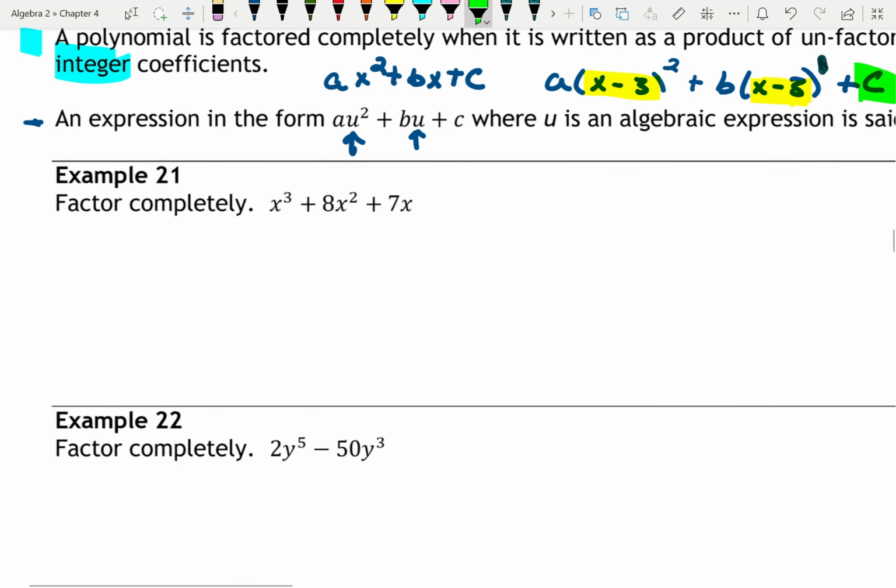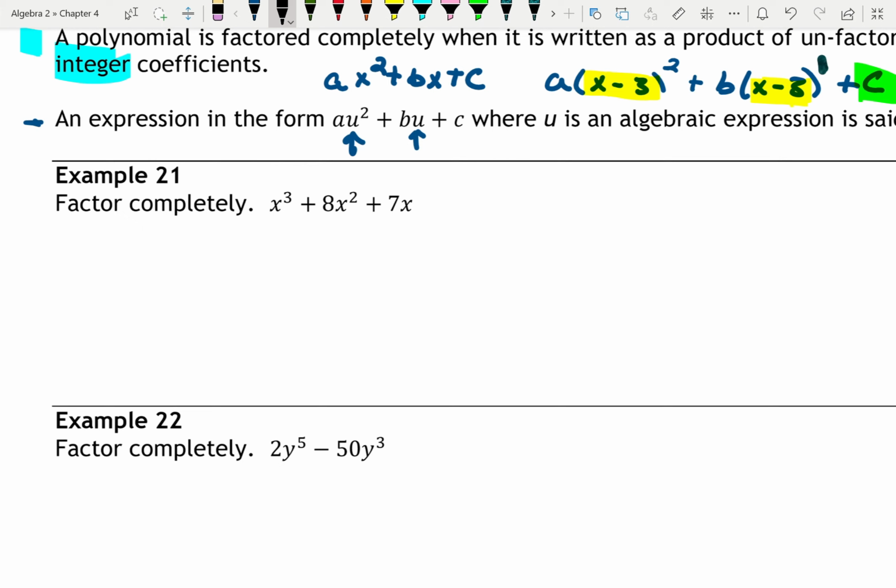21, we're supposed to factor completely. So this makes it a little bit easier. First off, we look for, is there a monomial that we can pull out? A monomial is something of degree 1. There's something that's just plain old x that we can pull out.